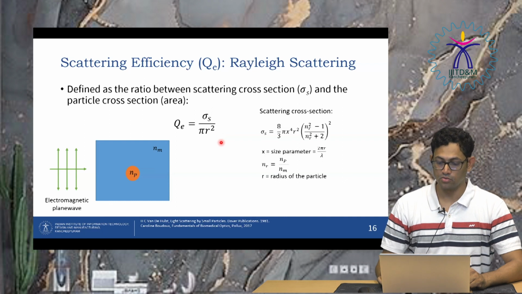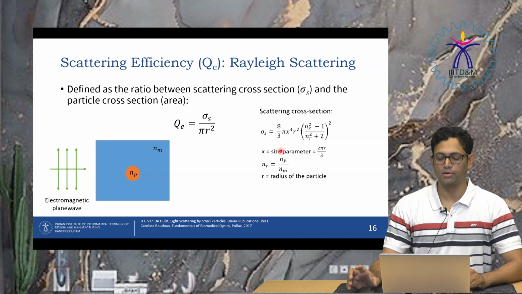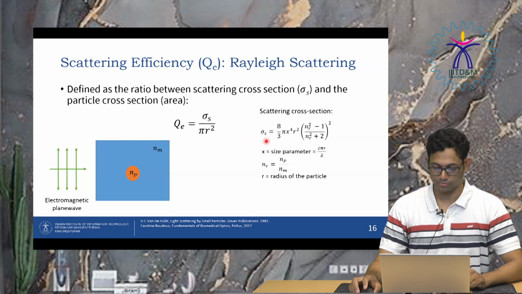And this you can use going forward, and you can find the scattering cross section using this particular formula. So x is nothing but the size parameter. This is an analytical approach of finding the scattering cross section, and r is nothing but the ratio of the refractive index of the particle over the refractive index of the surrounding media. R is the radius of the particle.